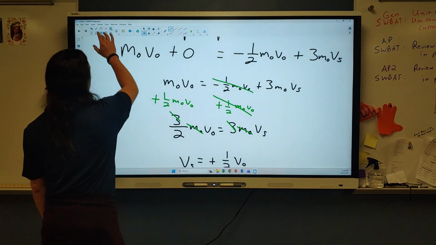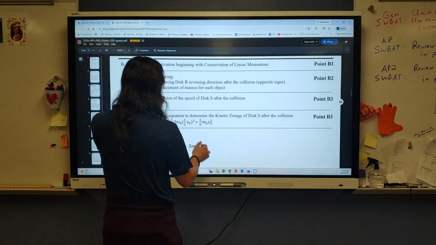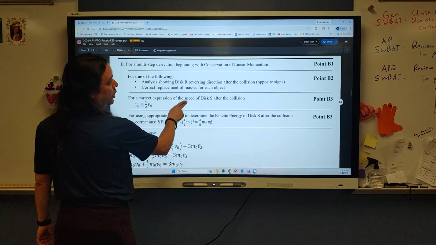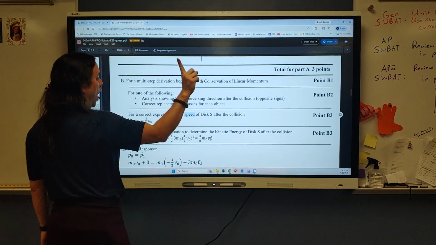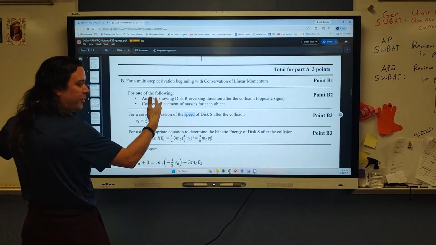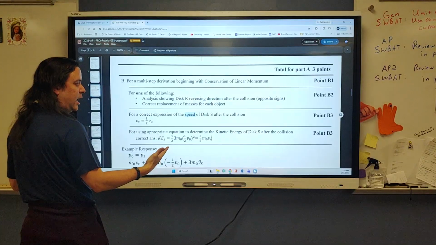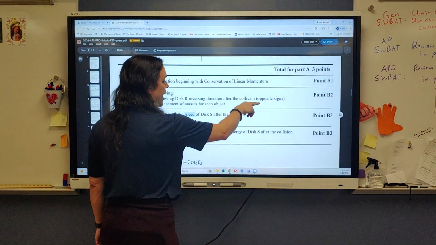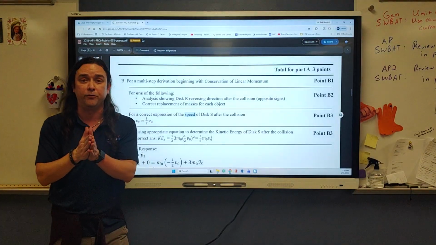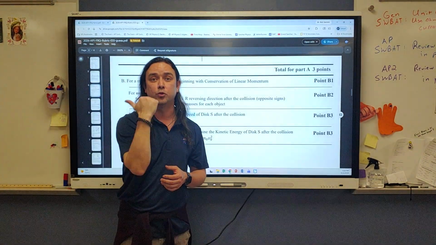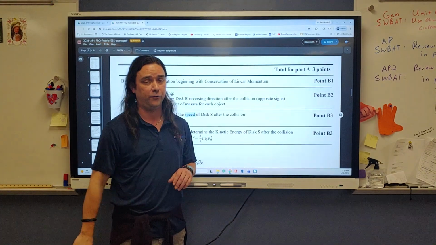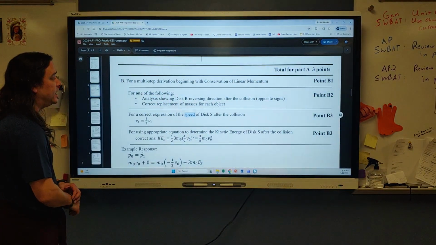The next thing that we would have is 1 point for a correct expression of the speed of disk R after the collision, for one of the following. I thought that there might be multiple ways for you to get the second point on this. Analysis showing disk R reversing direction after the collision. The thing that I mentioned before, that you are keeping track of the direction, that disk R is going in the negative direction. You will get a very different answer otherwise. So that is one of the key things.